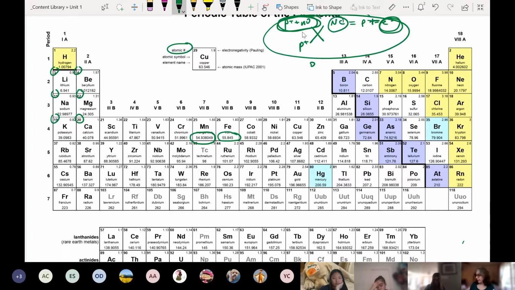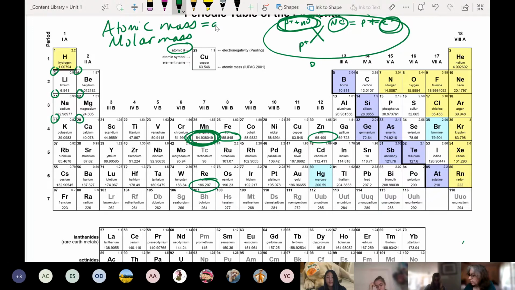All right, next topic. How do we get these numbers here? These numbers, all these strange non-whole numbers, those are called the atomic mass or the molar mass. Atomic mass has what's called the unit AMU. Molar mass has the units grams. This is AMU per molecule.